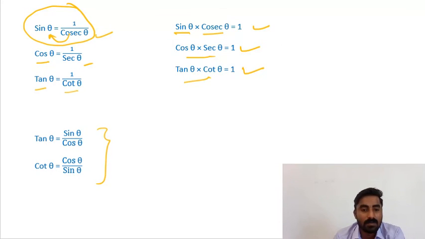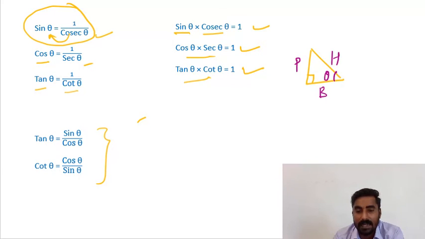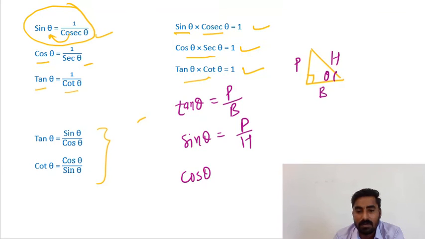Now we have some other ratios. Suppose here is a right angle triangle, this is 90 degrees, and this is theta, so this will be the perpendicular, this will be the base, and this will be the hypotenuse. Then tan theta equals perpendicular upon base, sine theta equals perpendicular upon hypotenuse, and cos theta equals base upon hypotenuse.